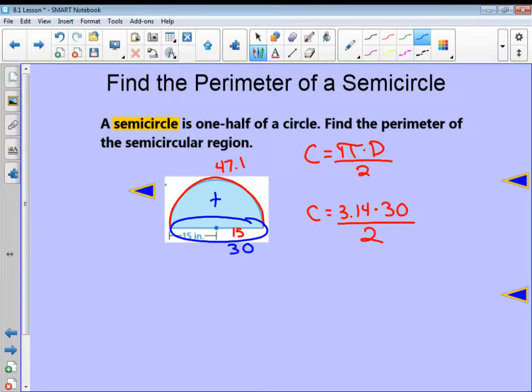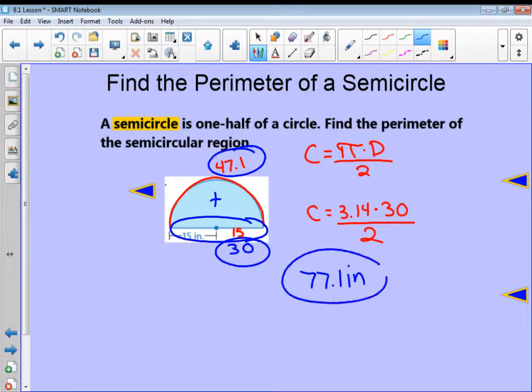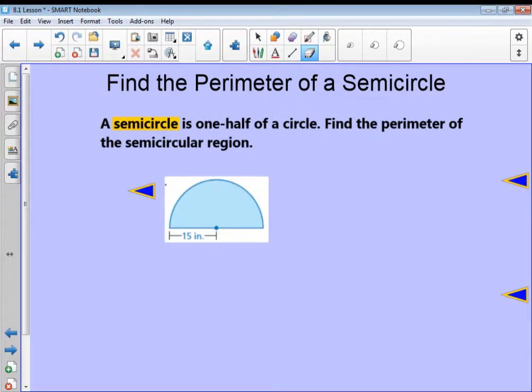So now we're going to add these two together. 47.1 plus 30 is going to give me 77.1. The unit was inches. All right, so that is working with semicircles. The most commonly made mistake is we forget to do this part if it's asking for the perimeter. So remember to add that in.